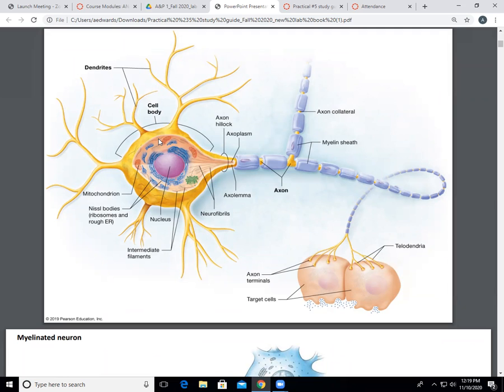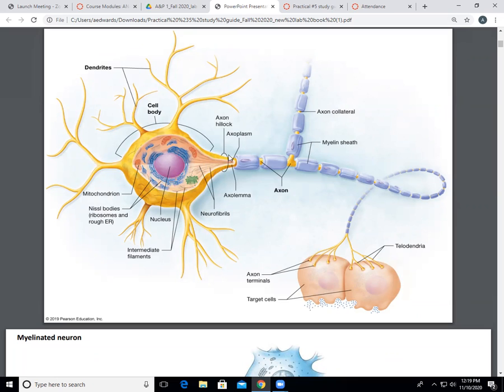All right, but here's your cell body, also known as the soma of the neuron. You have dendrites, and dendrites receive information, axons send information. Typically you have many dendrites, one axon. Okay, there's the nucleus, mitochondria, Nissl bodies, which is rough ER, and ribosomes. Okay, some intermediate filaments there. Neurofibrils going toward the axon.